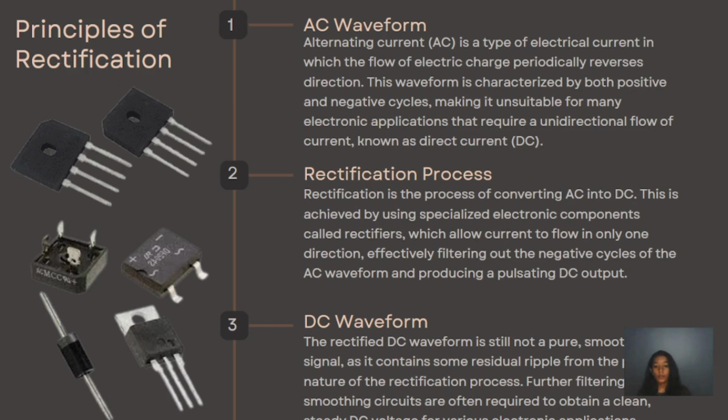DC waveform. The rectified DC waveform is still not a pure, smooth DC signal, as it contains some residual ripple from the pulsating nature of the rectification process. Further filtering and smoothing circuits are often required to obtain a clean, steady DC voltage for various electronic applications.